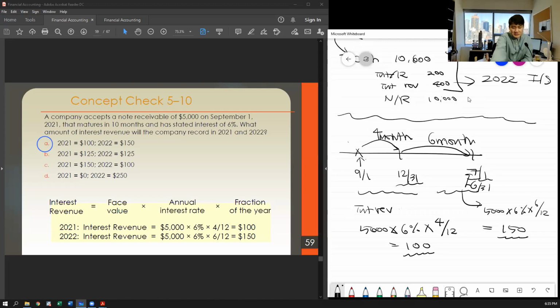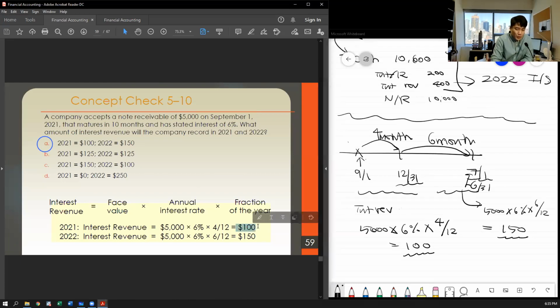Basically, the answer is here. For 2021, you have an interest revenue of $100. For 2022, you have an interest revenue of $150. So easy peasy, hopefully. Any questions?